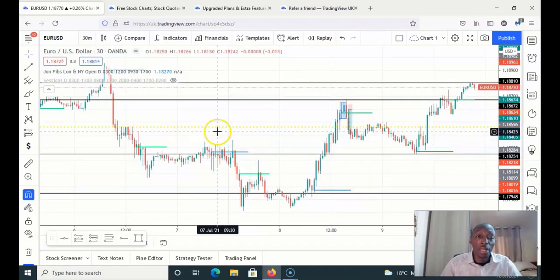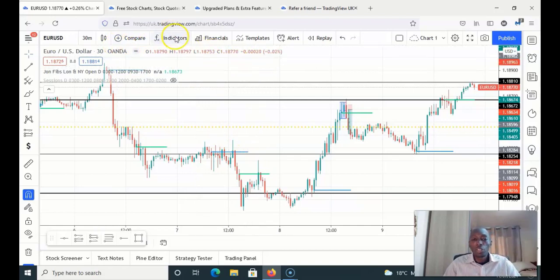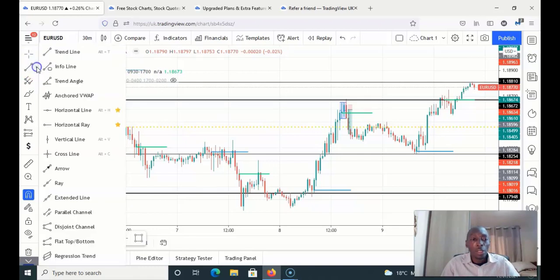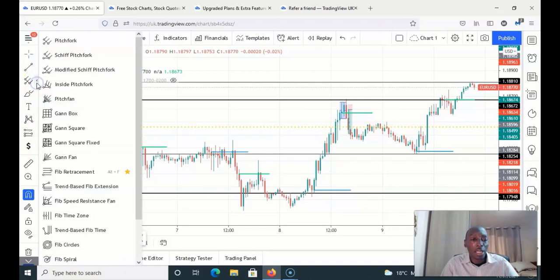Which is really great. And then all these other stuff, you can use the indicators are all there, the financials, the templates, and I'm going to show you about this replay function in a bit. Then you've got all these indicators here that you can use. This is a type of pointer, the cross or the dot. This, you've got trend lines, you can draw info lines, horizontal rays, extended lines, parallel channels. I'll show you how I'm going to use some of these in a second.